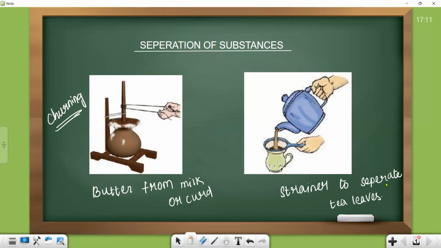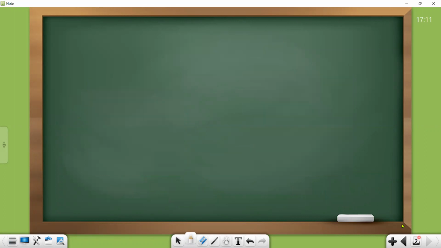The separated materials may be of different sizes. Solids can be separated, liquids can be separated, or even gases can be separated, isn't it? In these examples we are separating solids, and we can separate liquids as well, even gases. Now we will see the methods. What are the methods generally followed in the separation process? Methods of separation.